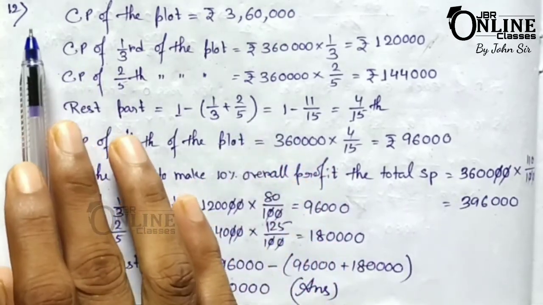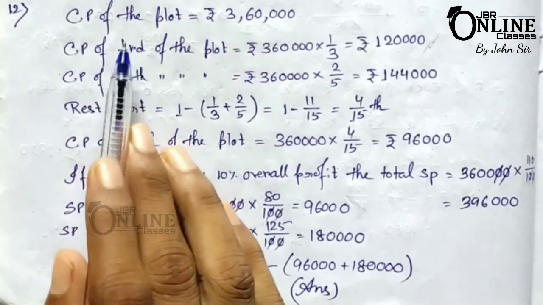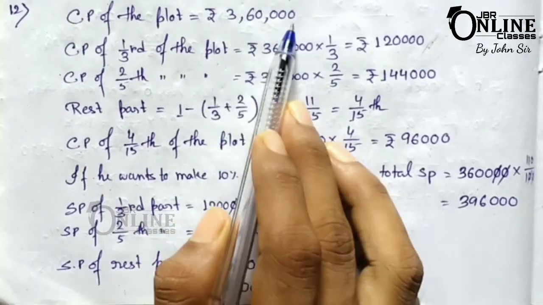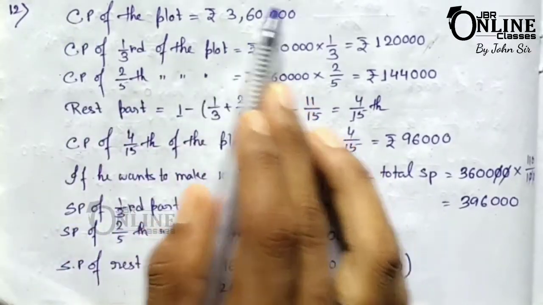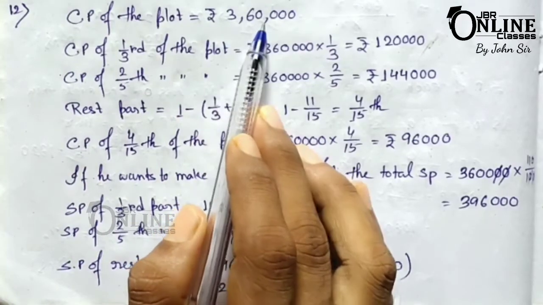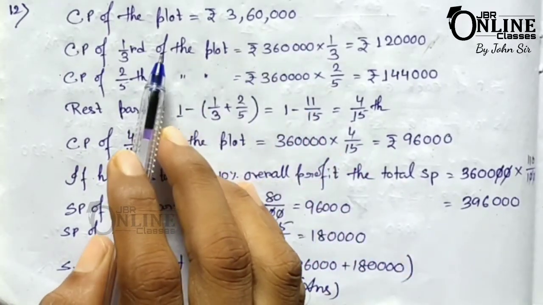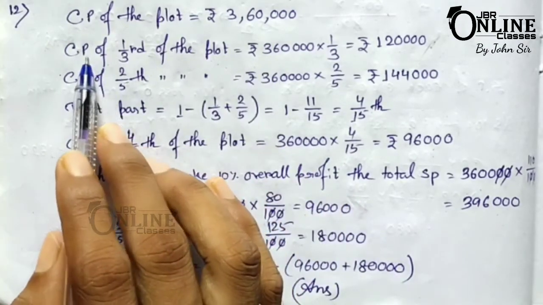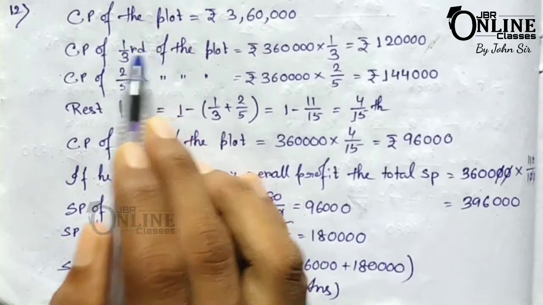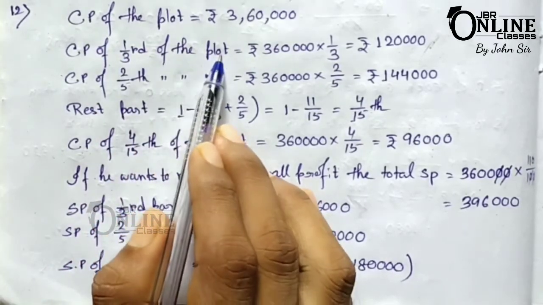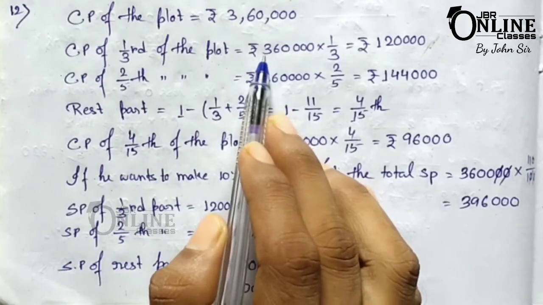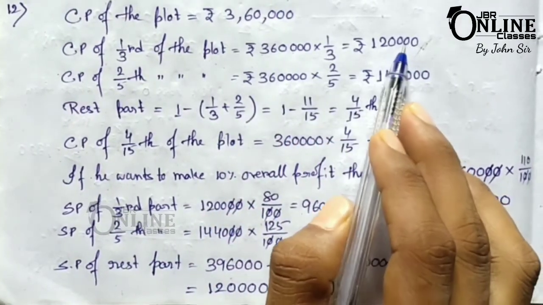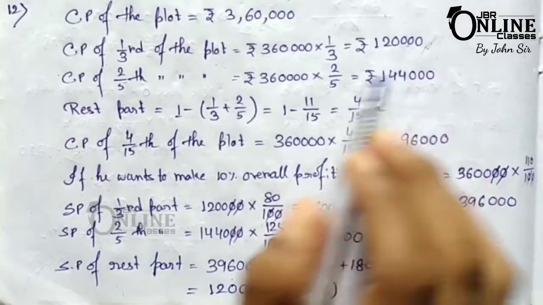Now here in sum number 12, that is the last one in this exercise, a man buys a plot of agricultural land at rupees 3,60,000. That means CP of the total land equals 3,60,000. Now he sells 1/3 of it at a loss of 20%. So first you have to find out the CP of the 1/3 of that plot. So the CP of the 1/3 of the plot is 3,60,000 into 1 by 3, and that equals 1,20,000.